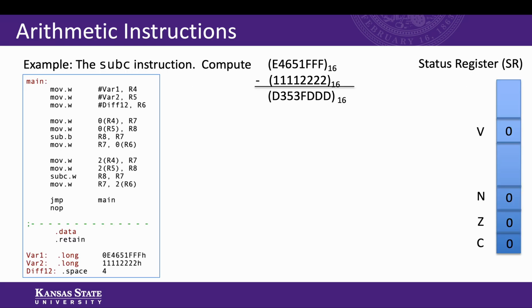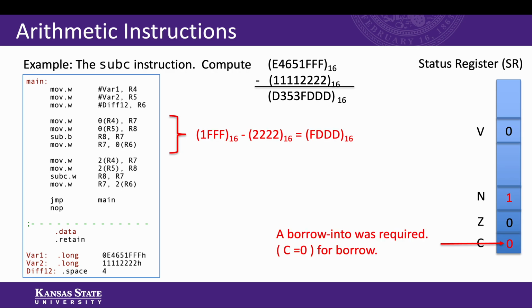So let's look at this example here. We're computing the difference of those two numbers, and I've got the status register again to the right. I don't want to talk about the moving instructions, so we'll go down to the second group, where there's the first subtraction operation. So here we're subtracting 1F with minus 2222.